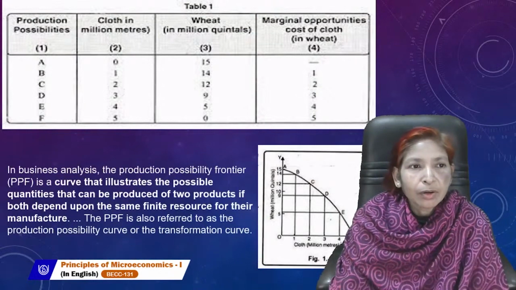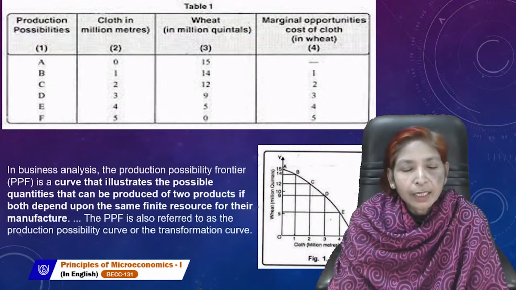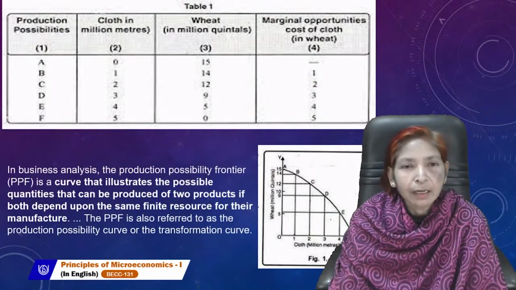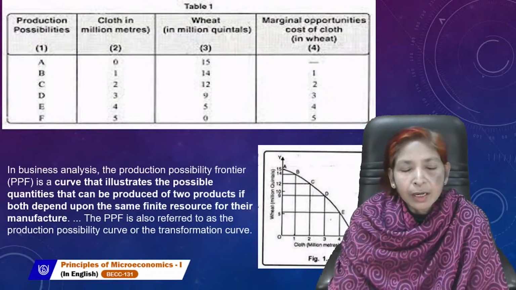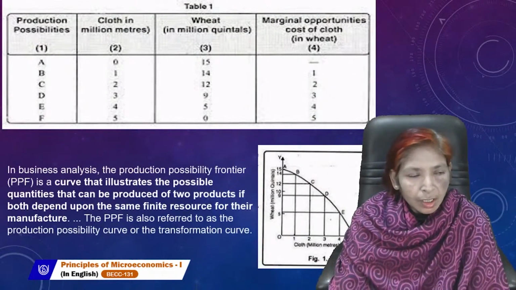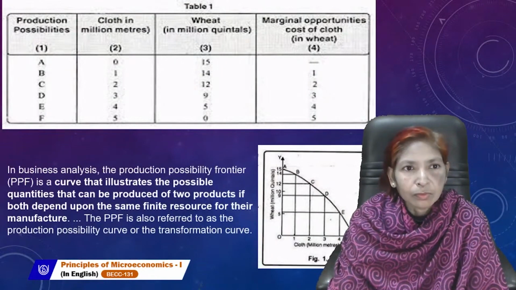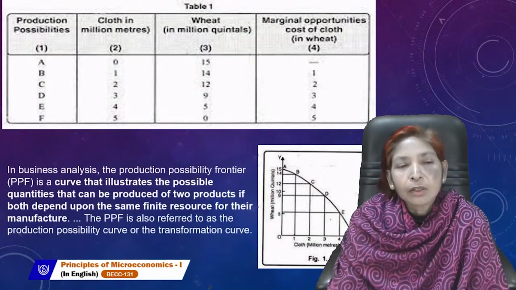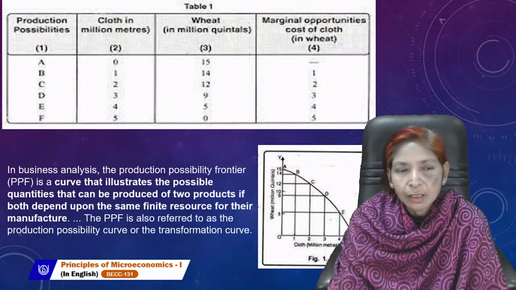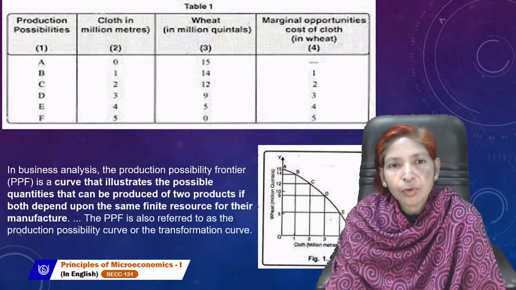Production possibilities or different combinations. Assume we are producing two goods, cloth and wheat. As we know, resources are only land, labor, capital, and entrepreneur. In one combination, we are producing zero cloth. It means we are not using our available resources in the production of cloth. We have used all the available resources in the production of wheat.